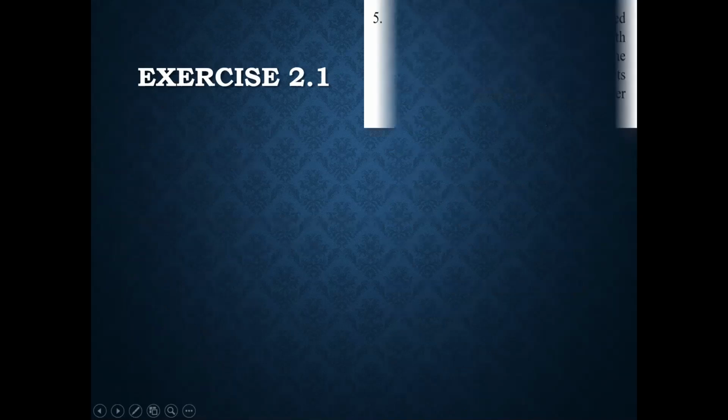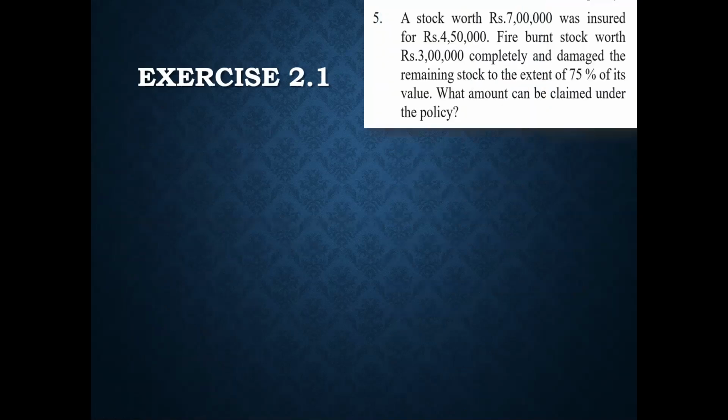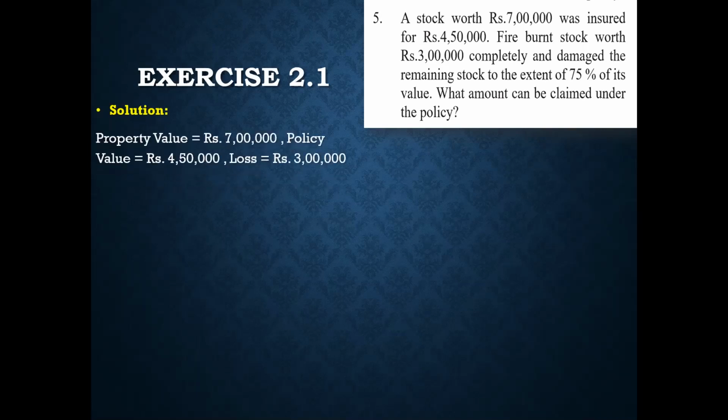Okay. Moving forward with the next sum. A stock worth rupees 7 lakh was insured for 4 lakh 50. Fire burnt the stock worth rupees 3 lakh completely and damaged the remaining stock to the extent of 75% of its value. You have to find what amount can be claimed. So we start with property value, policy value, and loss. All the three things are given very nicely.